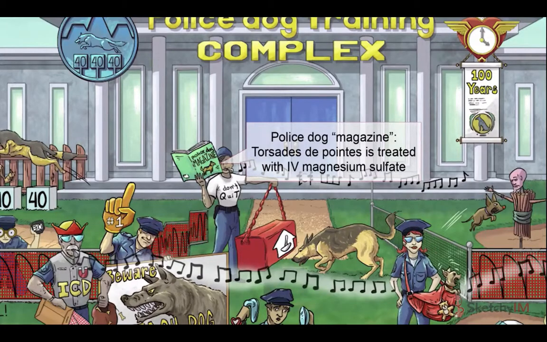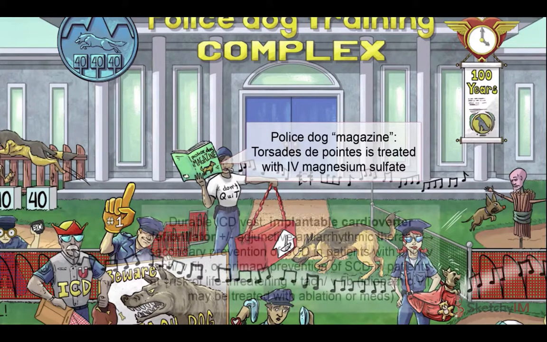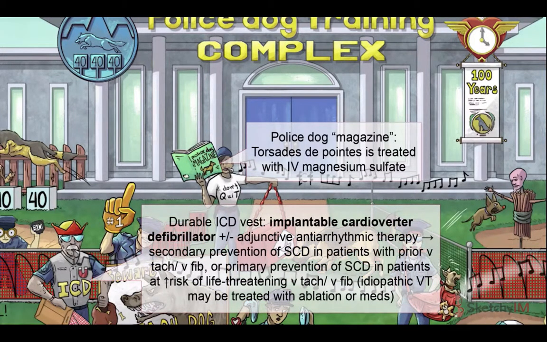The treatment of choice is IV magnesium sulfate. At Sketchy, magnesium is symbolized by a magazine. Police Dog Monthly. That's a good read. How about long-term therapy? The SVTs are discussed in other sketches.